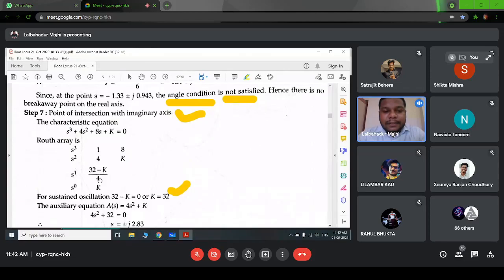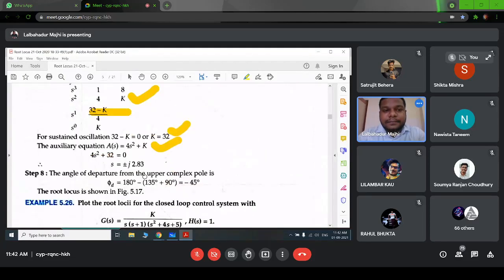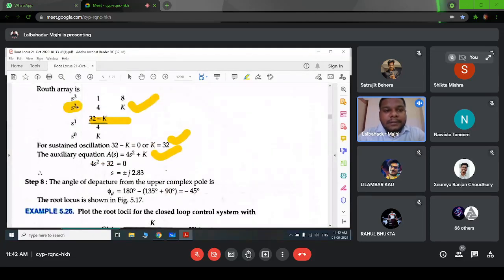So then how can we solve this Routh array? So we have to use the auxiliary equation. So all the elements of this row become 0. So we have to use this equation, the auxiliary equation. So it will be the power of s squared, right? So 4s squared plus k equal to 0. So the value of k is 32. So it is 4s squared plus 32 equal to 0. So from this equation, we can find the value of s, which is plus minus j 2.83.